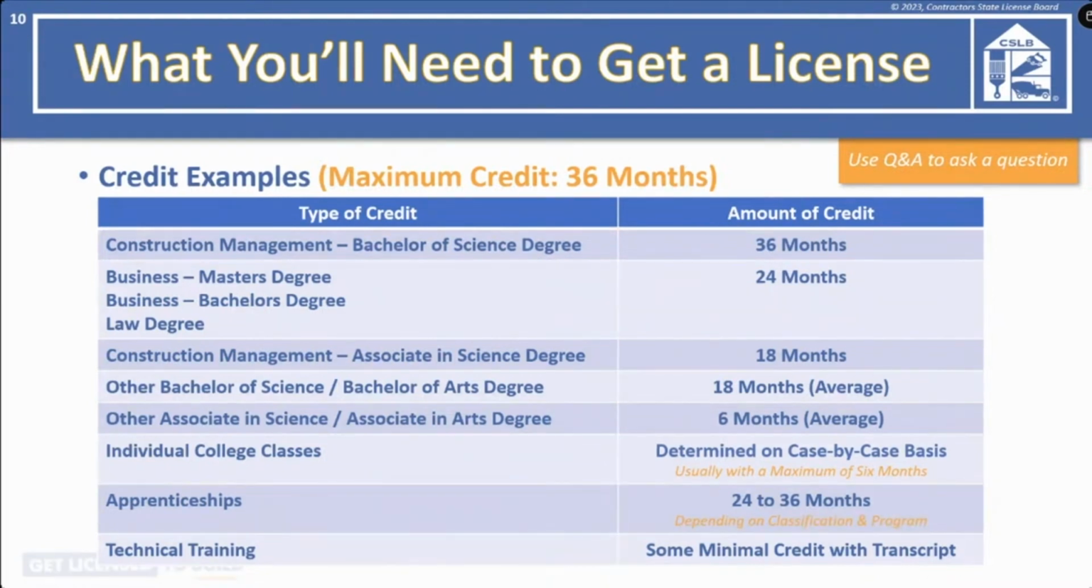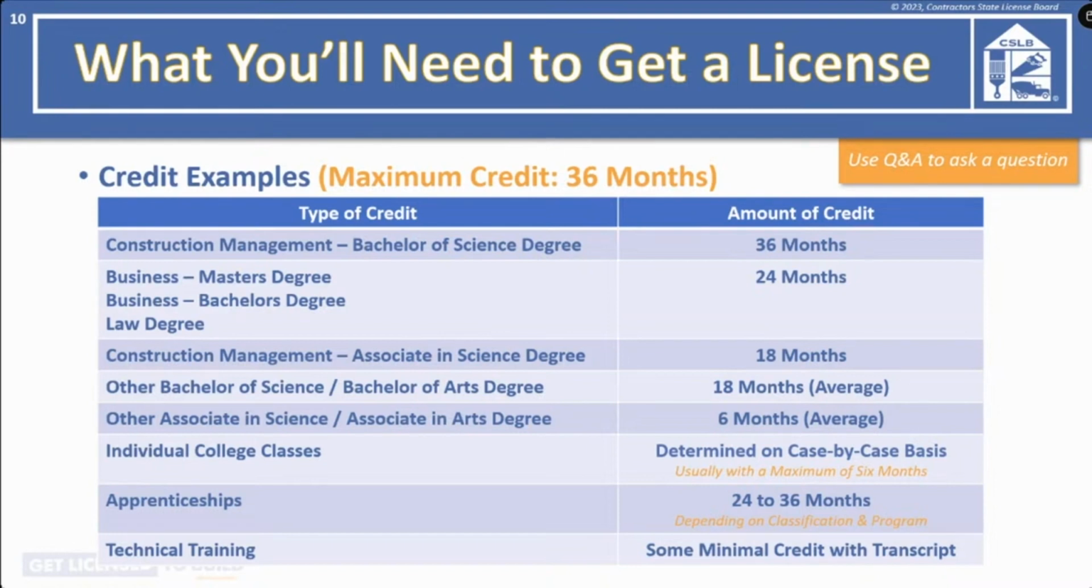Apprenticeship completion certificates will get you 24 to 36 months, depending on the classification of the program. For example, a sheet metal worker apprenticeship gets you 24 months credit for the C20 HVAC or C43 sheet metal classifications only. Electrician apprenticeships get you 36 months in C7 low voltage and C10 electrical classifications only.